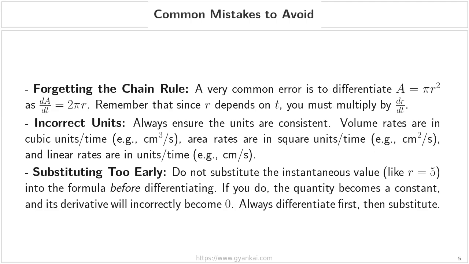Finally, avoid the temptation of substituting your instantaneous values too early. For instance, in our previous balloon example, you might be tempted to plug in 5 centimeters for the radius into the formula before you differentiate. However, if you do this, the radius becomes a constant number, and as we know, the derivative of a constant is 0. This would lead you to an incorrect result. Always follow the systematic approach we established. First, identify the formula, then differentiate to find the general rate of change, and only then substitute the specific values for that instant. Keep these 3 warnings in mind as we move toward our final key takeaways in the next slide.